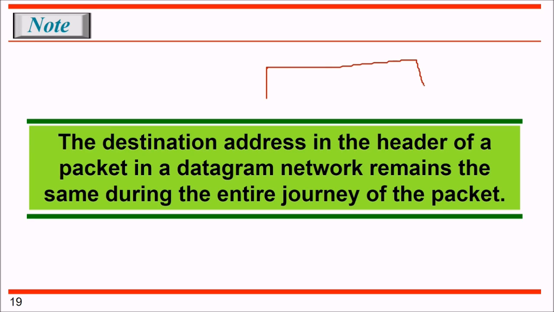So a packet consists of various information. One of the information is the destination address, which makes it possible for all the packets, though they take any path, to reach the exact same destination for whom it was sent. The destination address in the header of a packet in the datagram network remains the same during the entire journey of the packet. Though the physical addresses like the routers and the switches in between may change, the destination address would never change.